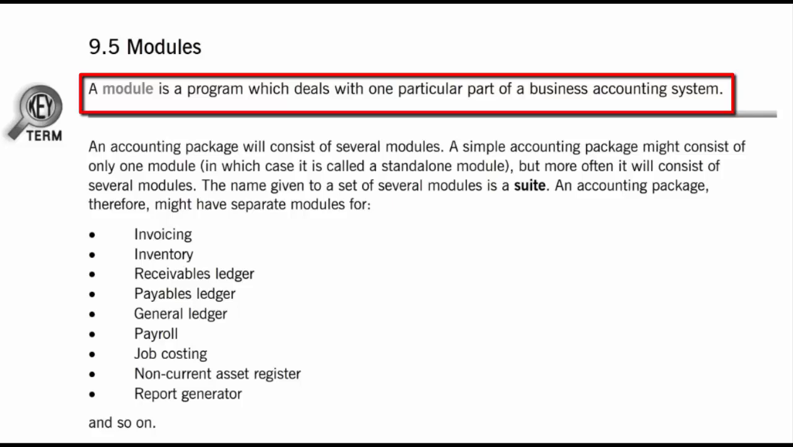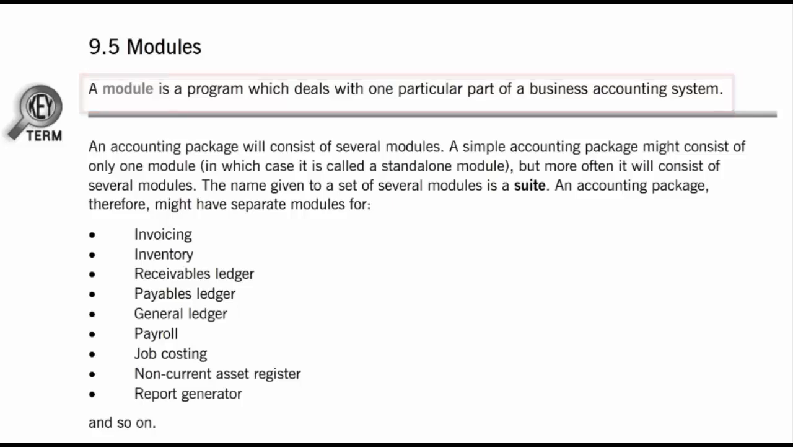When you open a module, you only see the tools and information related to that part of accounting. For example, if you are inside the payroll module, you won't see sales invoices or inventory levels. You'll only see salary records, employee information, and tax deduction calculations. This organization makes the system easier to use, safer, and more efficient because people only access the part they need without getting lost in unrelated data.